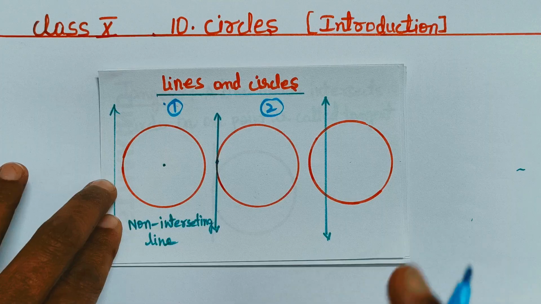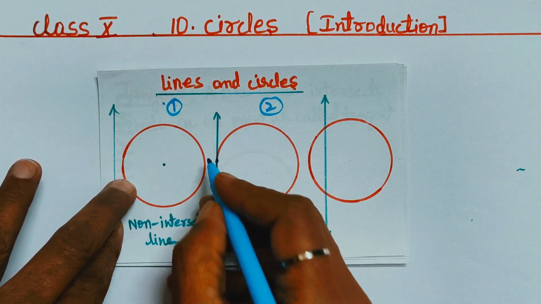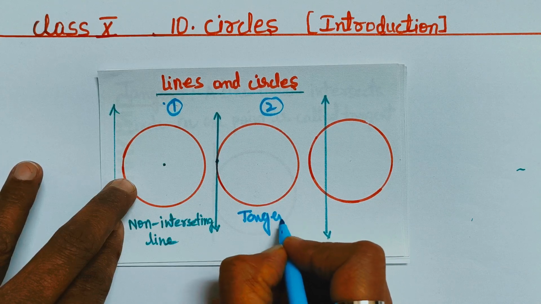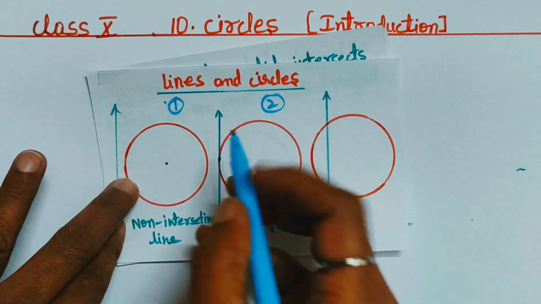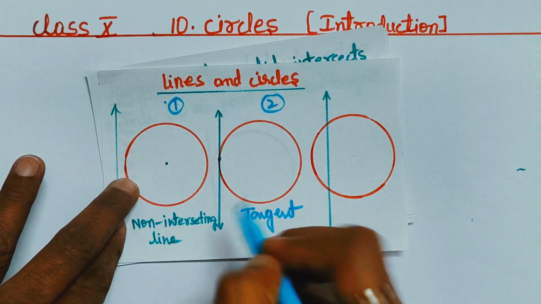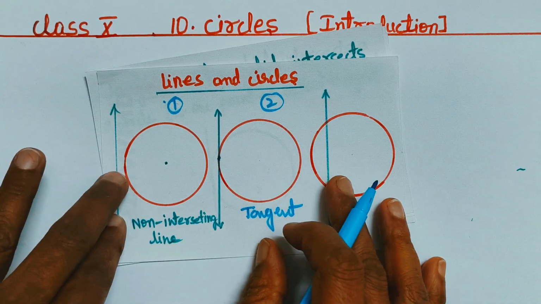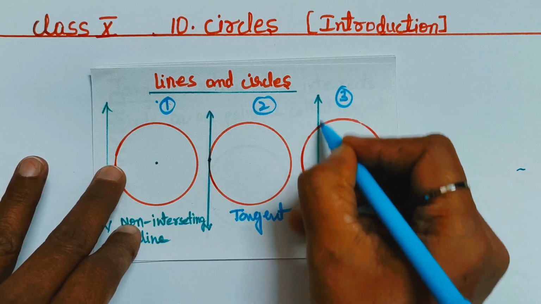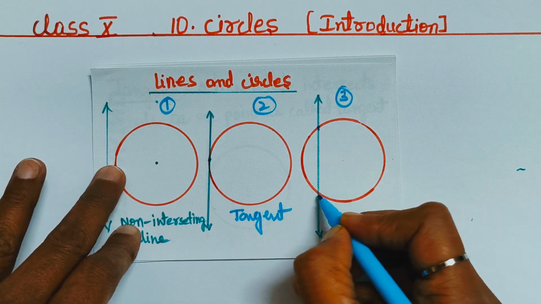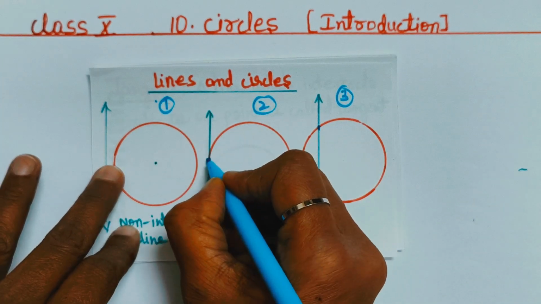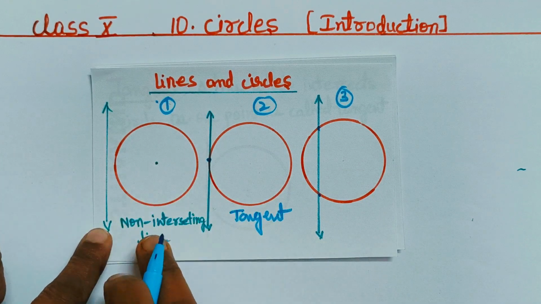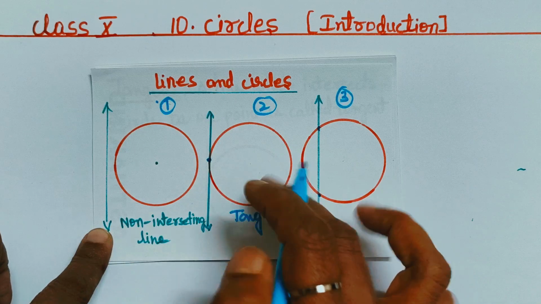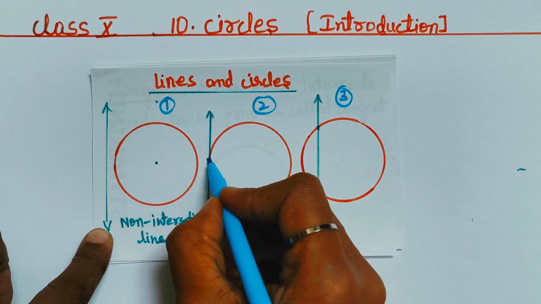This type of line is called a tangent. In this circle, one and only one point where the line meets is called a tangent. Next, the third circle. This line is meeting at 2 points. Here the meeting is at 1 point. Here no meeting. No meeting means it is a non-intersecting line. In the second circle, the line meets the circle at 1 point.